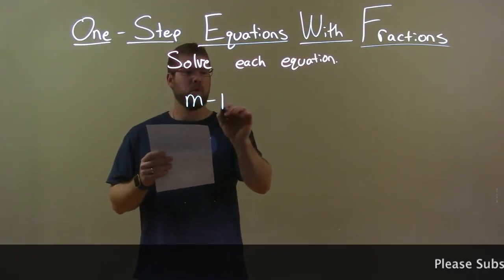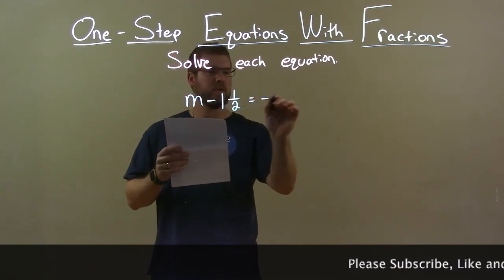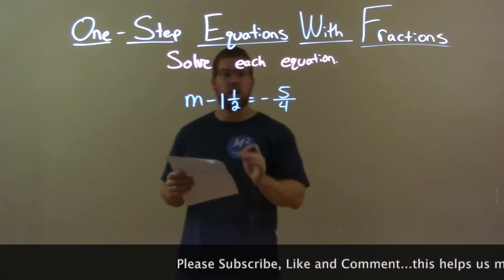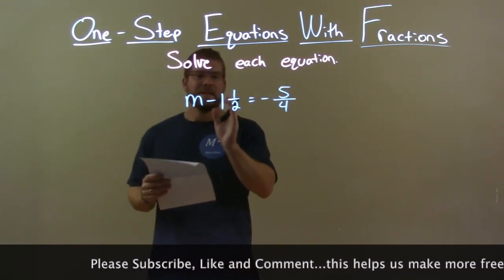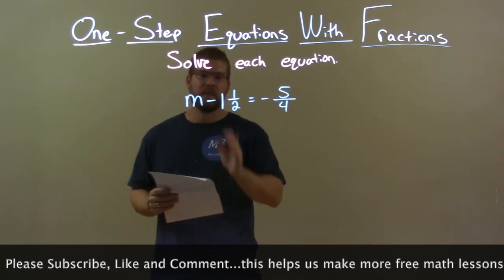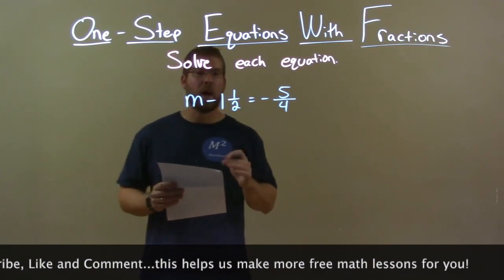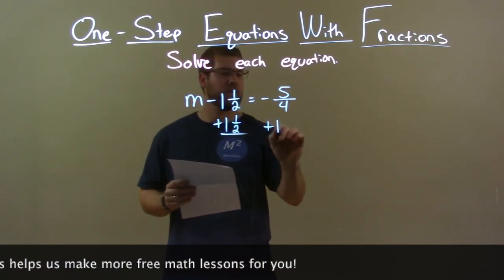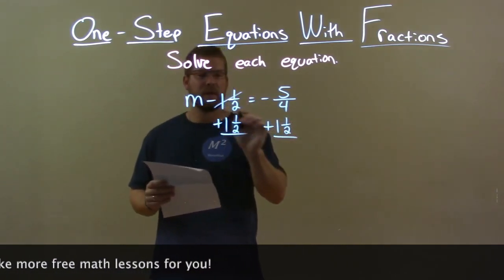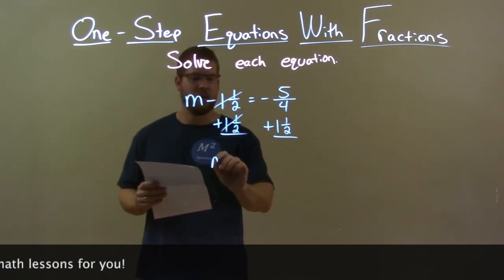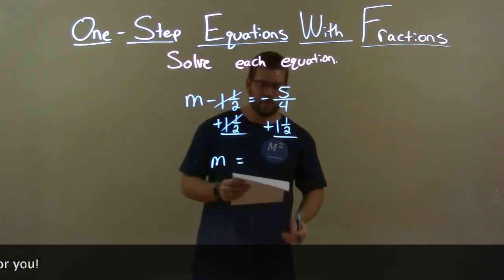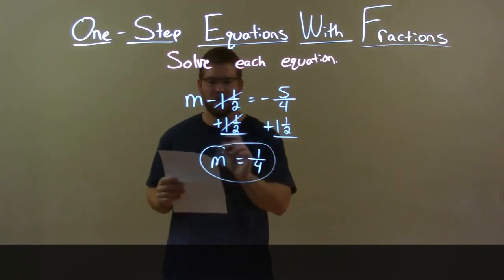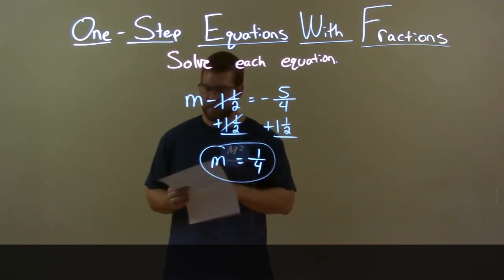m minus 1 1/2 equals negative 5 over 4. I want to get m by itself. So to do that, I want to bring the 1 1/2 over to the right. Now we're subtracting 1 1/2 right there. So opposite of subtraction is addition. So I'm going to add 1 1/2 to both sides. This eliminates that 1 1/2 on the left, giving me m by itself. And negative 5/4 plus 1 1/2 is a positive 1/4. And so our final answer is just m equals 1/4.